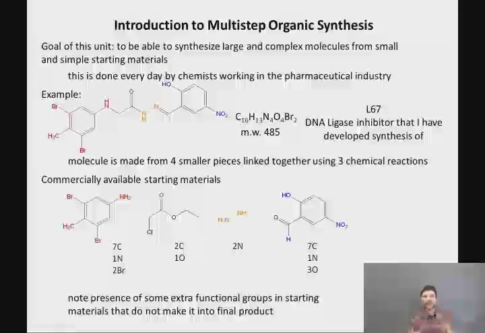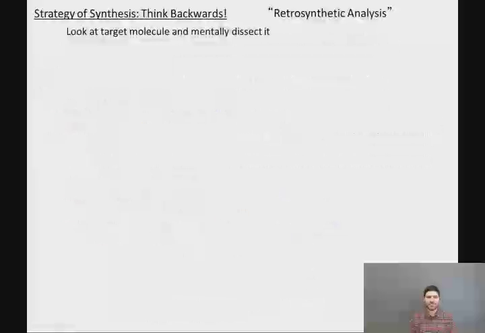But before we get to this molecule, we've got to look at the ground rules for synthesis and look at a simpler case. So the most important ground rule for synthesis is what chemists call retrosynthetic analysis, which put into simpler language means think backwards. So when you're given a target molecule that you need to come up with a synthesis of, what you have to do is look at that target molecule and mentally dissect it.